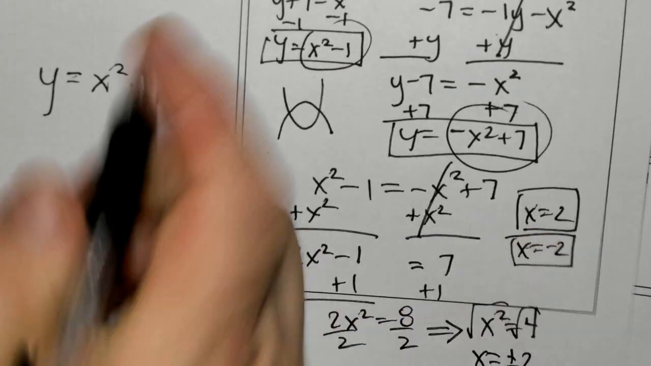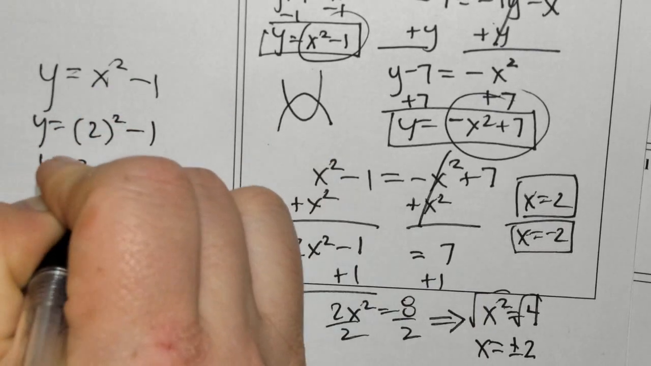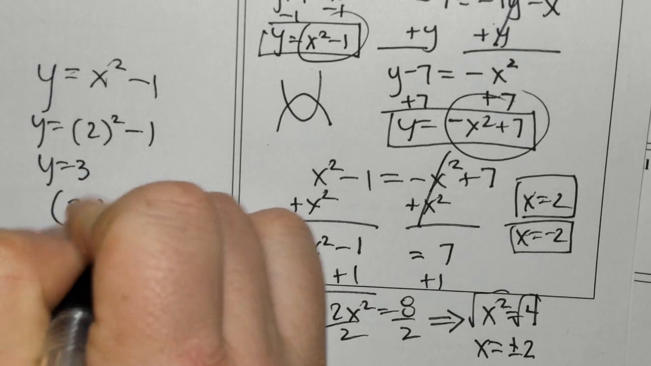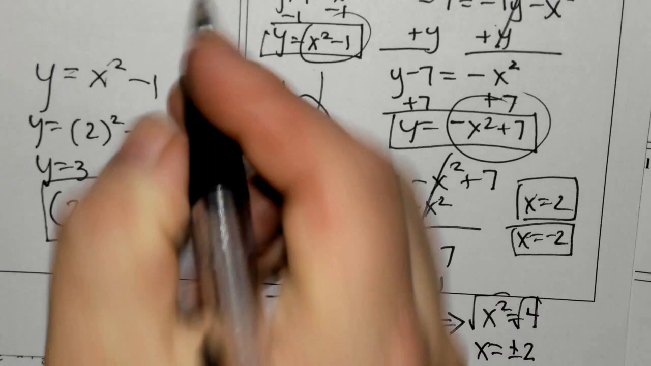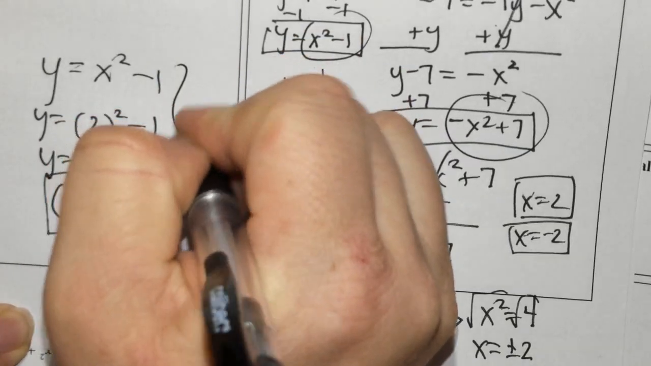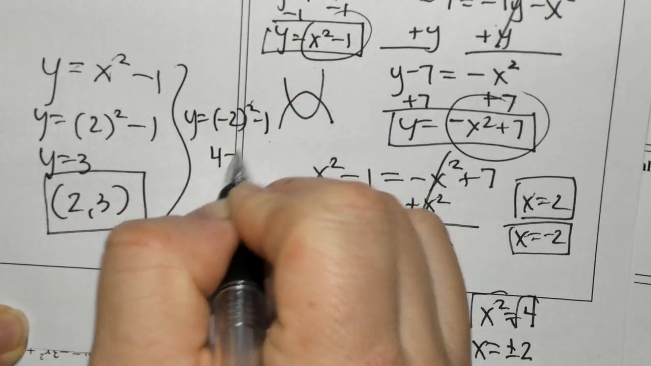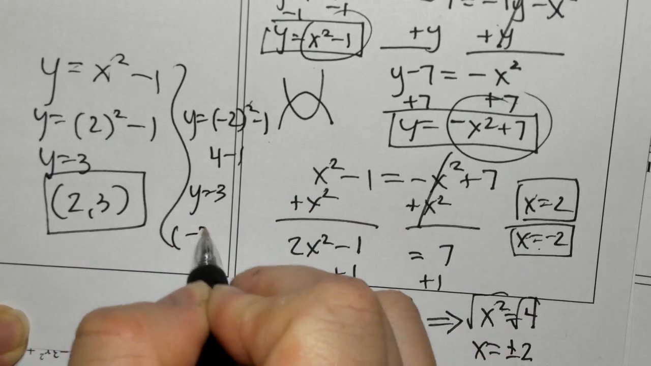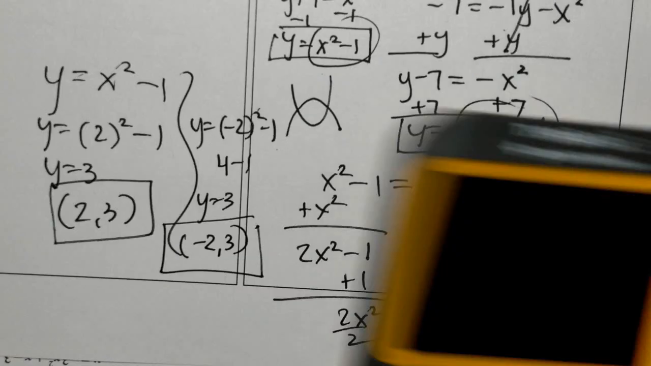I'm going to take in a 2 and substitute in for x. 2 squared is 4. 4 minus 1 is 3. So one answer is 2, 3. I'm going to do the exact same thing now, substitute a negative 2 into it. Negative 2 squared is 4, and 4 minus 1 is 3 as well. So negative 2 also corresponds to positive 3. Let's confirm that that is correct.